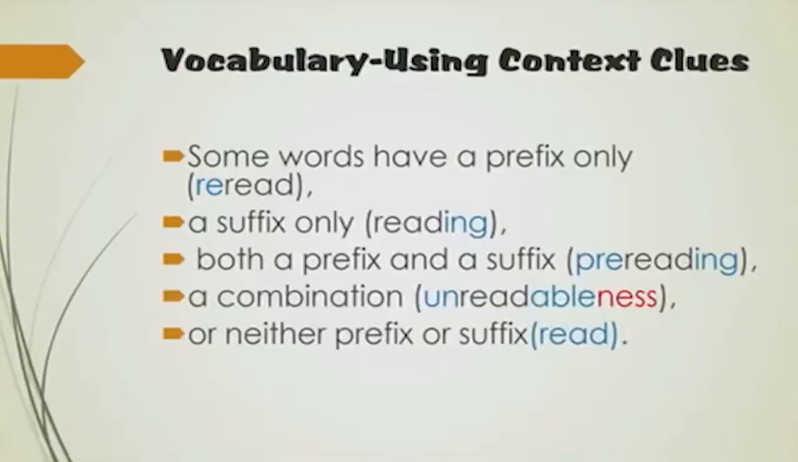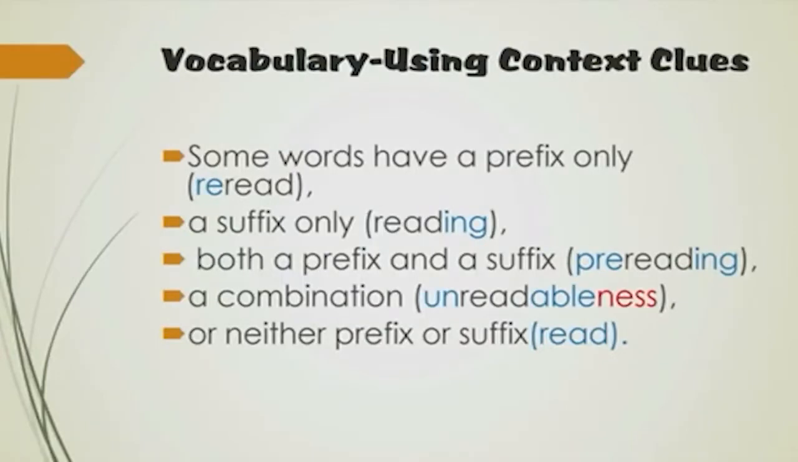Some words have a prefix only. So the example we have here is reread. All right, so the prefix is re. You have already read, so now you're going to reread, you're going to do it over. So you focus on re. If you know what re means, then it's easy for you to say what reread means. All right? Then some words have a suffix only, so you add the suffix, so we have read, and we add the suffix ing. Some words have both a prefix and a suffix.